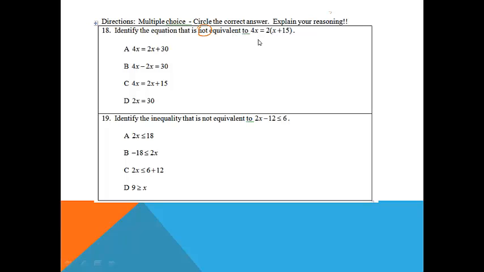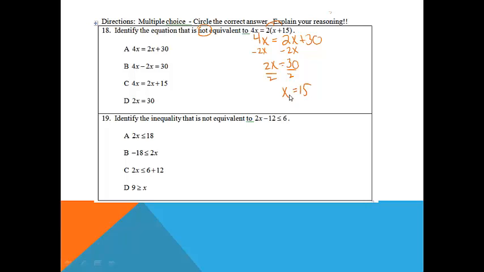If you recall in class, we did an example like this and we actually found out what x was, and then we found out which equation that x would not work in. So that's what I'm going to do here. I'm going to have 4x equals, I'm going to distribute, so I'll get 2x plus 30. I'm then going to subtract 2x from both sides, so I'll have 2x equals 30, and then I'll divide both sides by 2, and I get x equals 15.